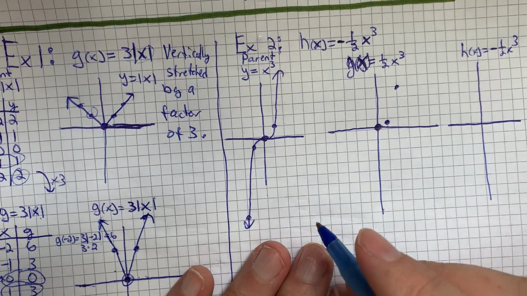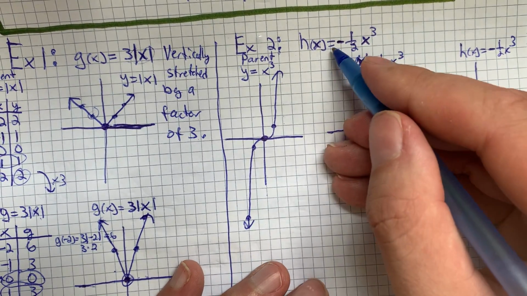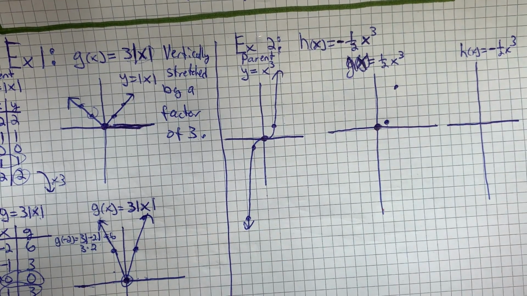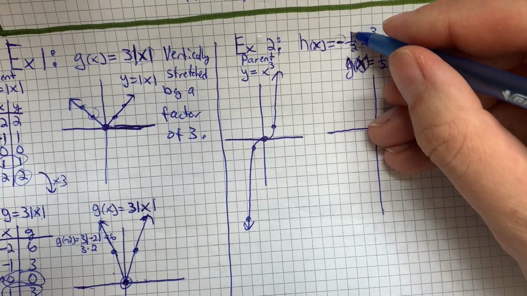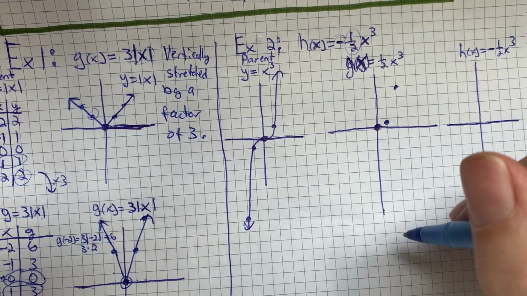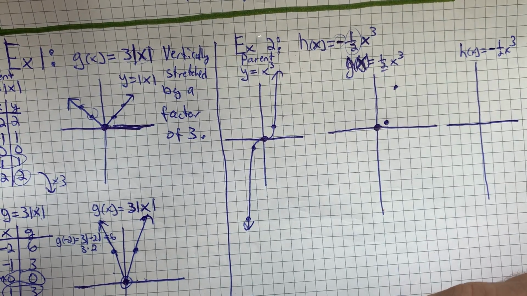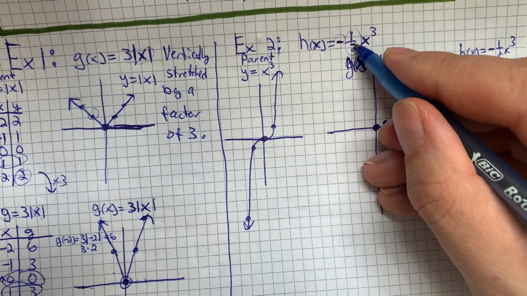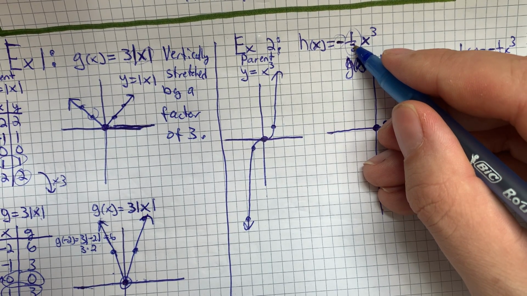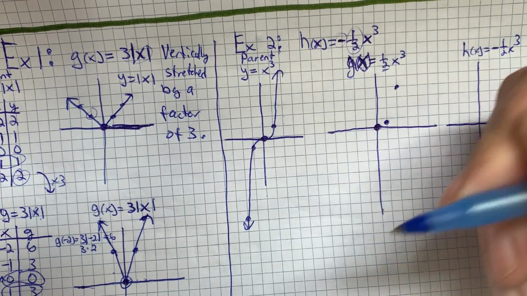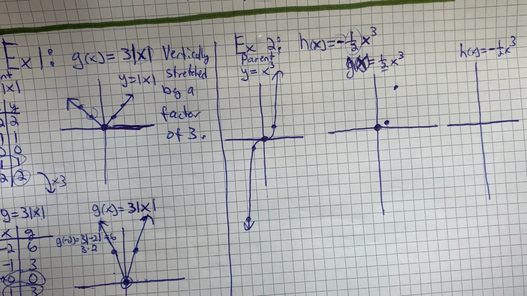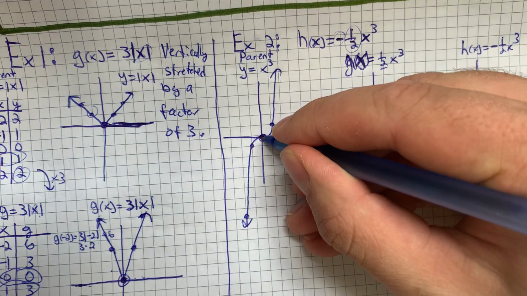Let's look at our second example. h of x equals negative 1/2 x cubed. And this time, I notice there's a negative in front and a 1/2. And so first I'm going to look at the effect the 1/2 has. This is a vertical compression by a factor of 1/2. All of the y values will get multiplied by 1/2. And I'm not going to make a whole table this time. I'm just going to look at what happens.